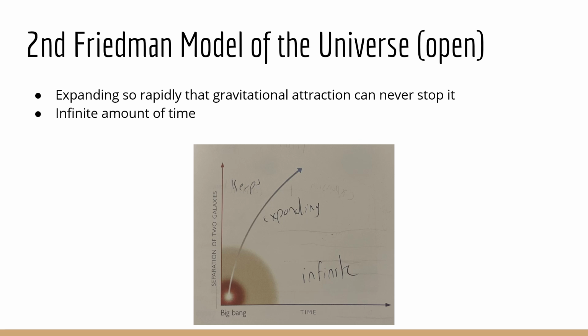Now, the second model of the universe is the open model. This is the one that most astrophysicists tend to live by to this day, and it argues that everything is moving or expanding so rapidly that even the gravitational attraction between points in space and time and pieces of matter can never stop the expansion. And this is an infinite period of time. This universe will never stop expanding and will never stop growing. And this is the one that most astrophysicists tend to use today.